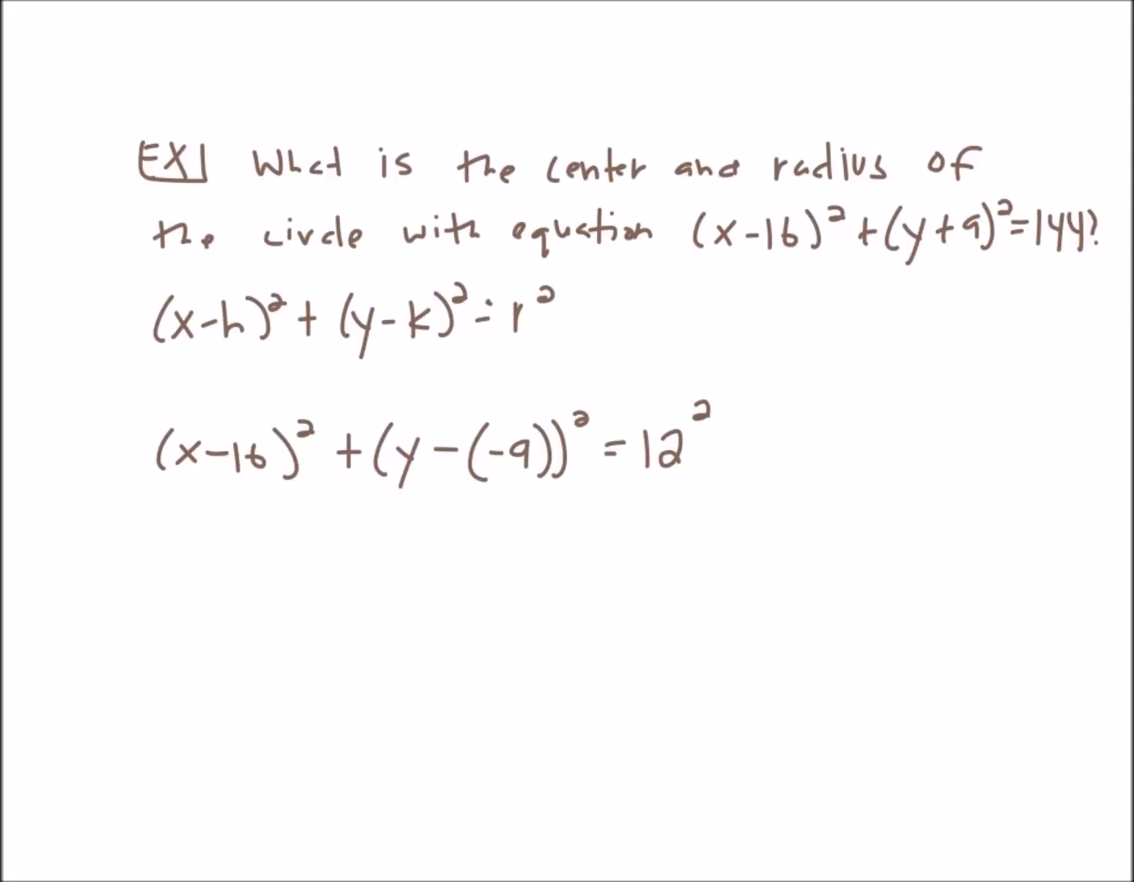So now we can pull out our h, our k, and the r. So in this case, our center is at 16, comma, -9, and the radius is 12.